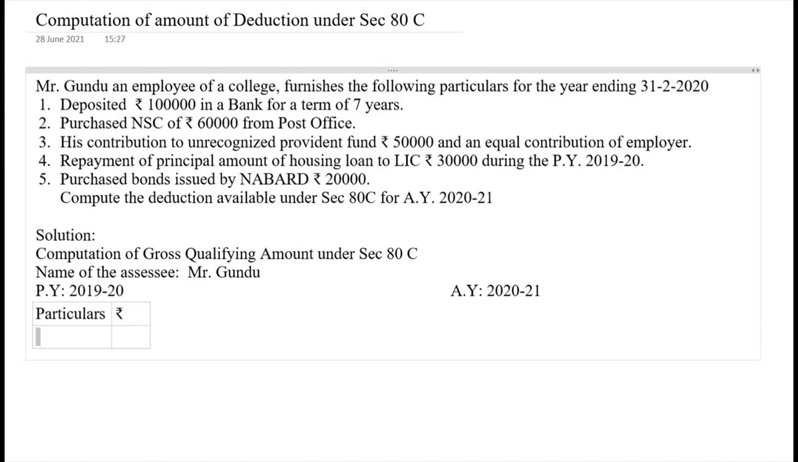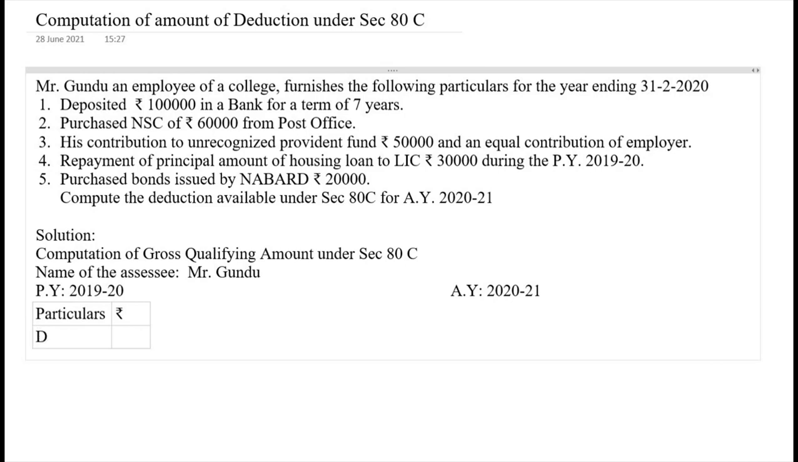term of 7 years, it qualifies for deduction under section 80C because the lock-in period minimum should be 5 years. Purchased NSC of rupees 60,000, even that qualifies for deduction under section 80C. Then his contribution to unrecognized provident fund will not qualify for deduction under section 80C, and equal contribution of the employer is totally exempt here. Then repayment of principal amount of housing loan, that qualifies for deduction under section 80C. Purchase of the bonds issued by NABARD, that is also qualifying for deduction under section 80C.